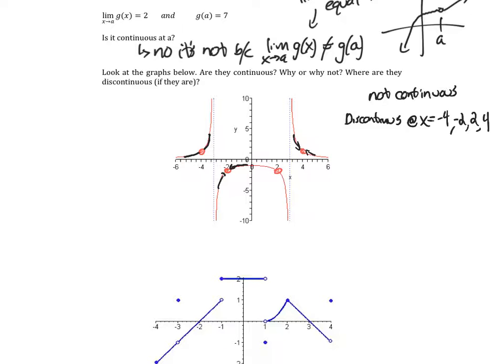Does the value exist? Well, I see open circles, however, I don't see any closed circles anywhere. So it looks like those values don't exist. So I would say it's discontinuous at -4, -2, 2, and 4, because f of a equals DNE. We can just state f of a equals DNE. Okay, so it's discontinuous there because those values do not exist.